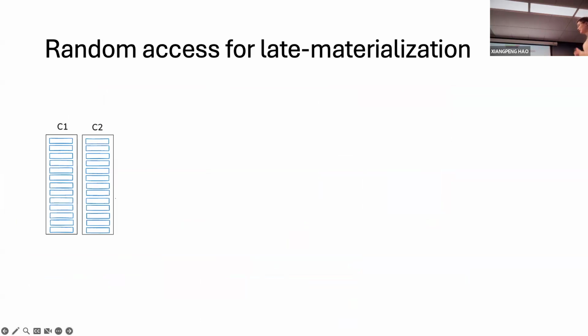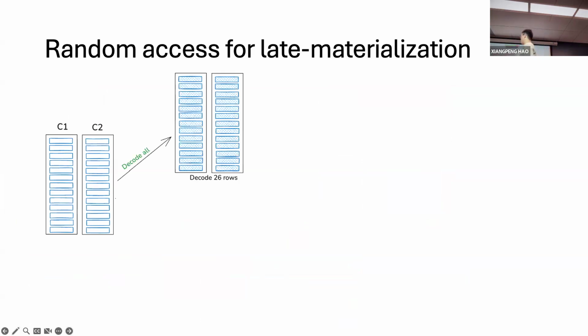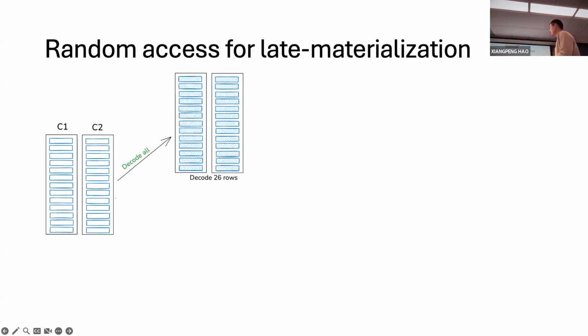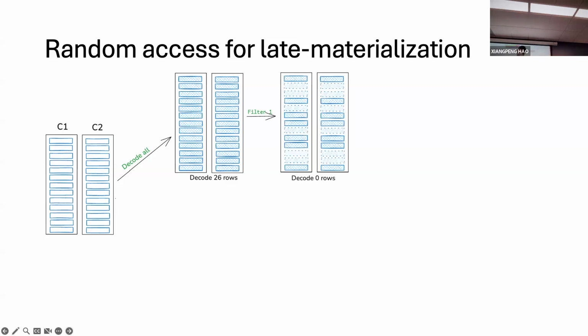Okay, and the last technique. Okay, last technique, I call it random access for lazy materialization. So let's say we have two columns, column C1 and C2, and we have two filters which will apply on C1 and C2. So the conventional Parquet way of doing this is, first we have to decode both C1 and C2, which here means we decode 26 rows, and then we apply filter 1 on this column. We get some of the records that match, some that don't. And it propagates to the second column.